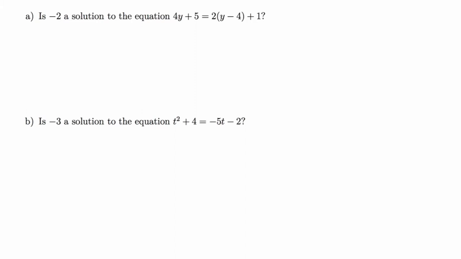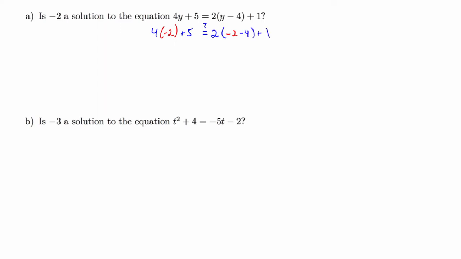When we substitute a negative number in for a variable, we more often than not want to put parentheses around that value. So in substituting -2 for the y in the 4y + 5, we obtain 4(-2) + 5, and we're checking, is that equal to, on the other side of the equation, 2(-2 - 4) + 1.